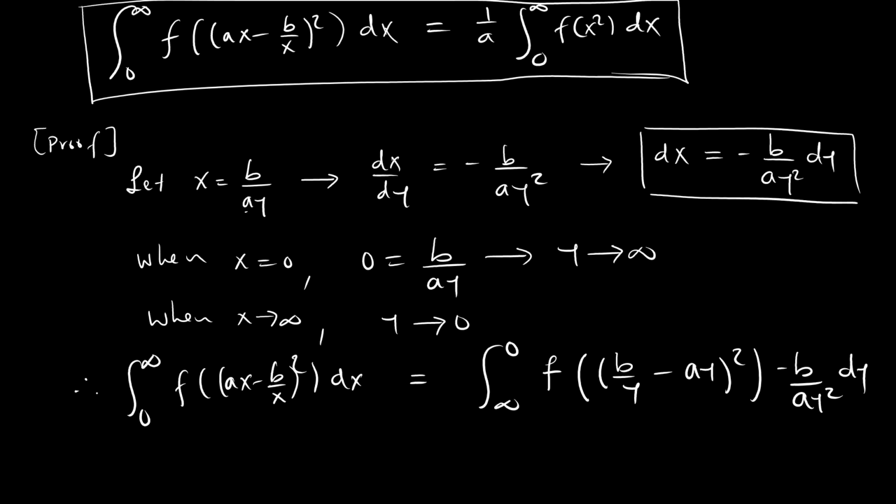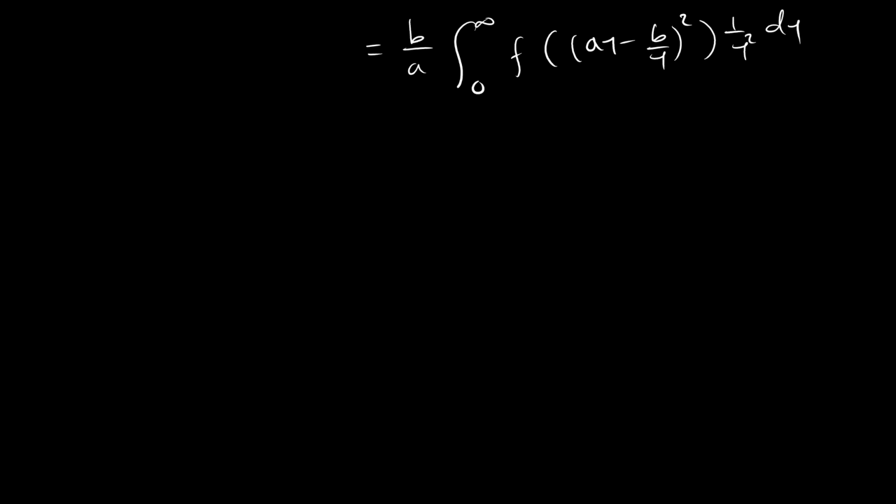Okay, and because we do have this negative sign here, we can flip the limits so that now we have b over a times the integral from 0 to infinity of f of (ay − b/y) squared, times 1 over y squared dy.